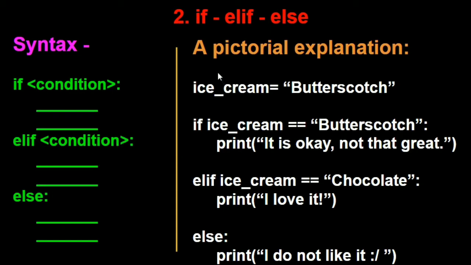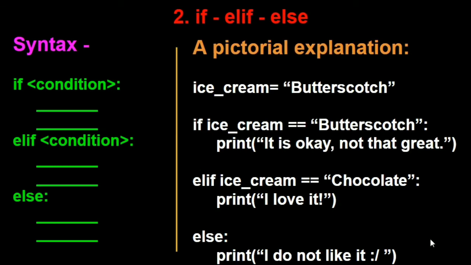Okay, let's have a pictorial explanation of it so that you all can understand better. Let's say ice cream is equal to butterscotch. Now if ice cream is equal to butterscotch, then it is okay, it's not that great. Let's print it accordingly. Else if ice cream is equal to chocolate, then I love it. Else I don't like it, I don't like any other flavor. So you see here, you could give three conditions and you could print your statements accordingly.